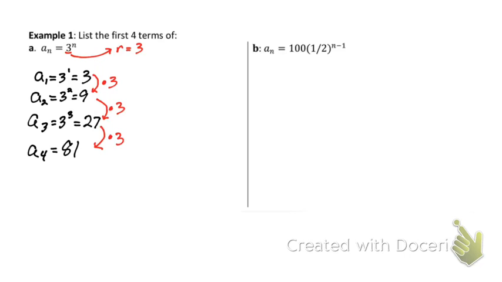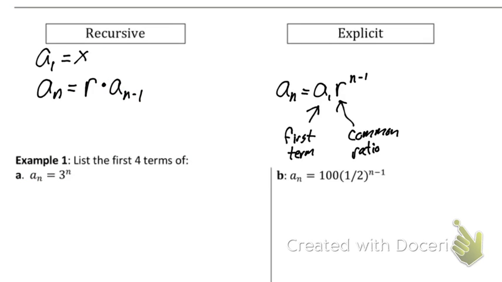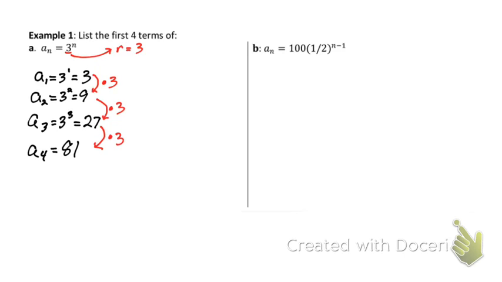My next one is in the exact form as our explicit form up here, where it says first term times the common ratio to the n minus 1. One second, I want to get through this real quick. So that means this 100 is my first term. And this 1/2 is going to be my ratio, and that's because, like I said, we have to the n minus 1.